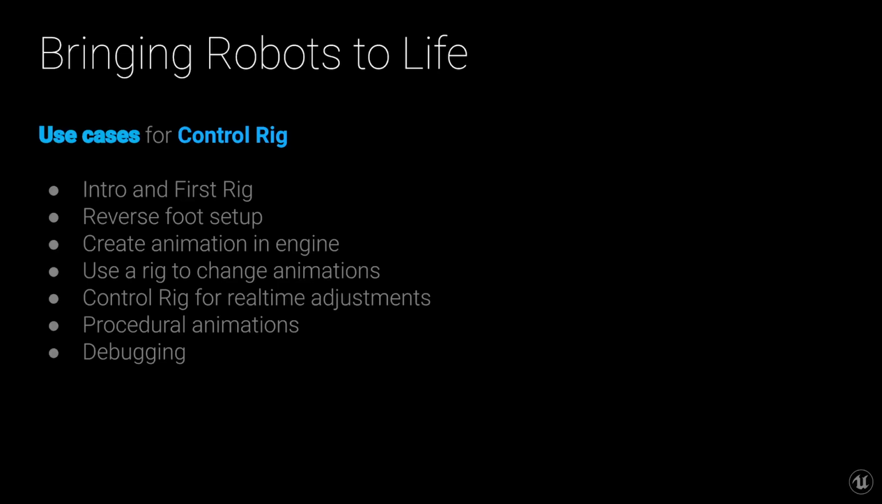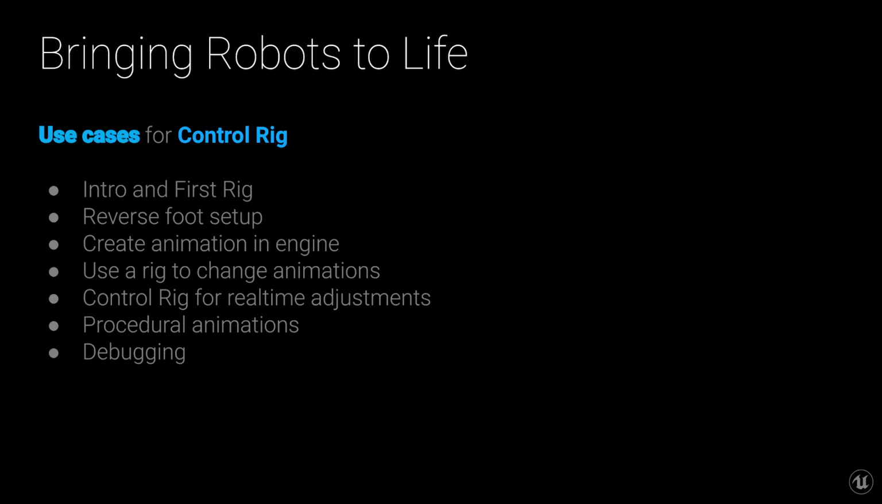I will show you how to enable Control Rig, walk you through the editor, and we will create a first rig. Then we go a bit further and look at a reverse foot setup, which we will then use to create an animation sequence. We will also check out the backward solve used to bake a rig onto an existing animation. I will show you a setup that does feet and hip adjustments in real time.